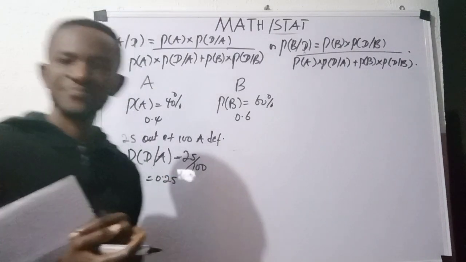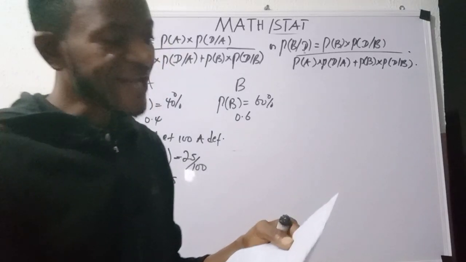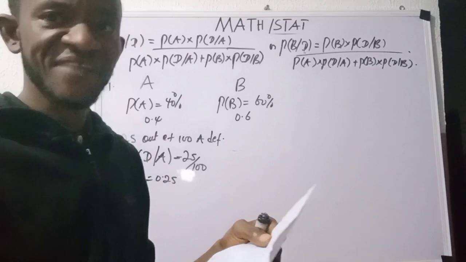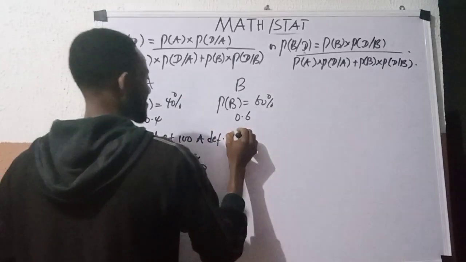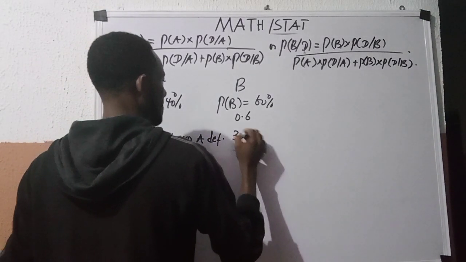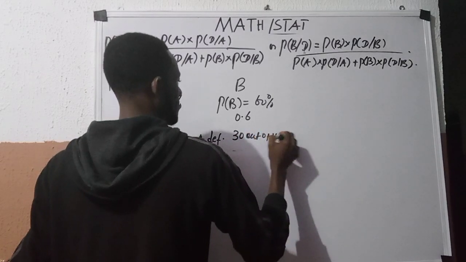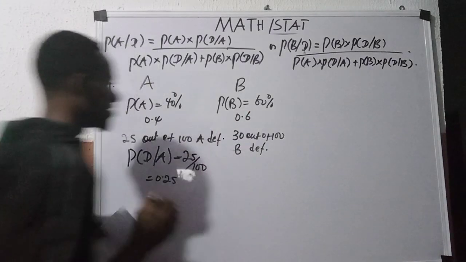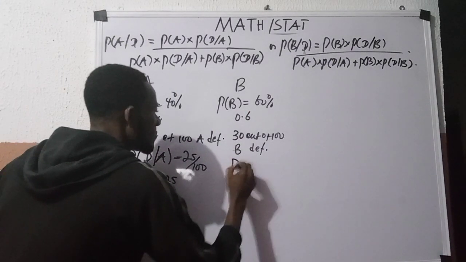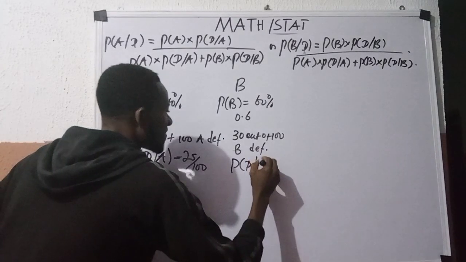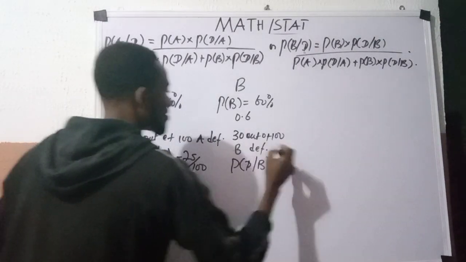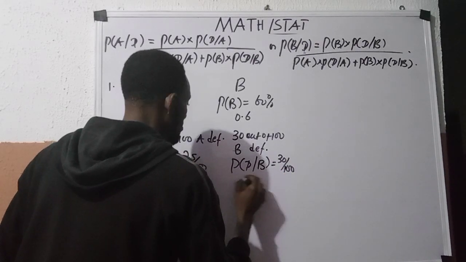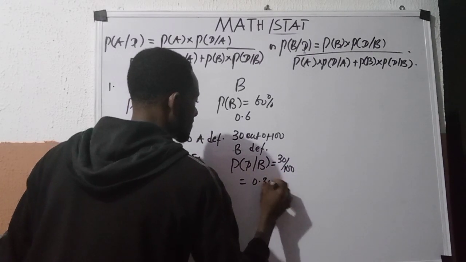We move on. They now say, and 30 out of 100 products by factory B are defective. So 30 out of 100, factory B, defective. This is going to be expressed as the probability of defective given factory B is 30 over 100, which is of course 0.3.